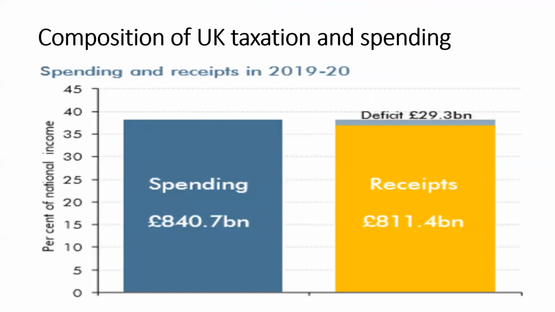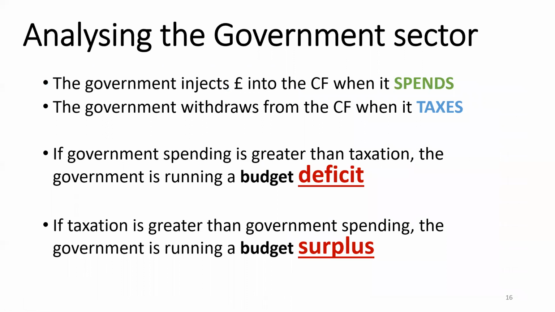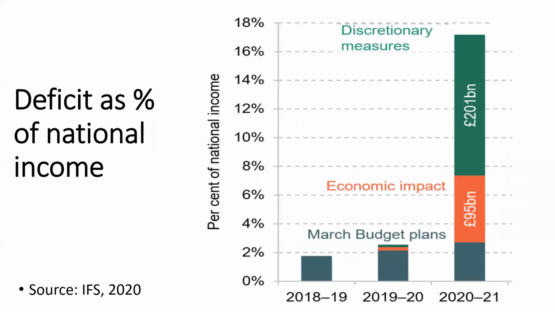If we look at the composition of taxes, we can see the government in 2019-20 spent 840 billion, but only received in all taxes 811 billion. So that meant the government, to finance its spending, had to borrow. So the government had a deficit of about 29 billion pounds in 2019-20. When the government spends more than it raises in tax, there's a deficit. If taxes are higher than spending, there's a surplus, but the UK government's not had a surplus for quite a long while.